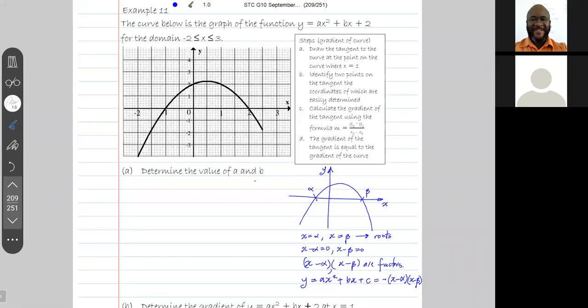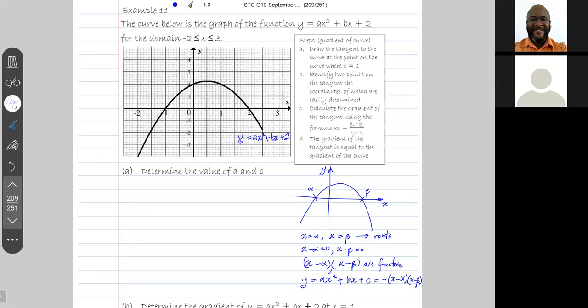All right, so next we're looking at example 11. It says the curve below is the graph of y is equal to ax squared plus bx plus 2. We don't know what a is and we don't know what b is. We're to determine the value of a and b. Now, if someone says to us, determine the value of a and b, technically, what they are saying to us is we are to determine the equation of the curve.